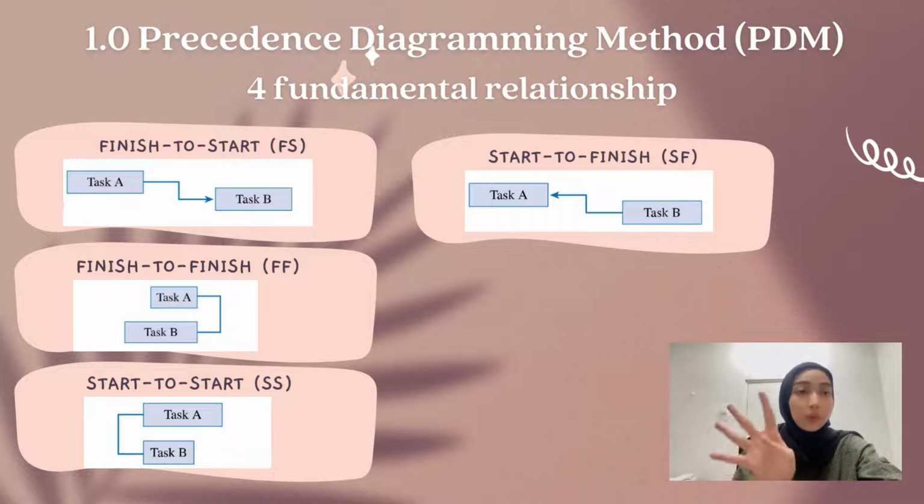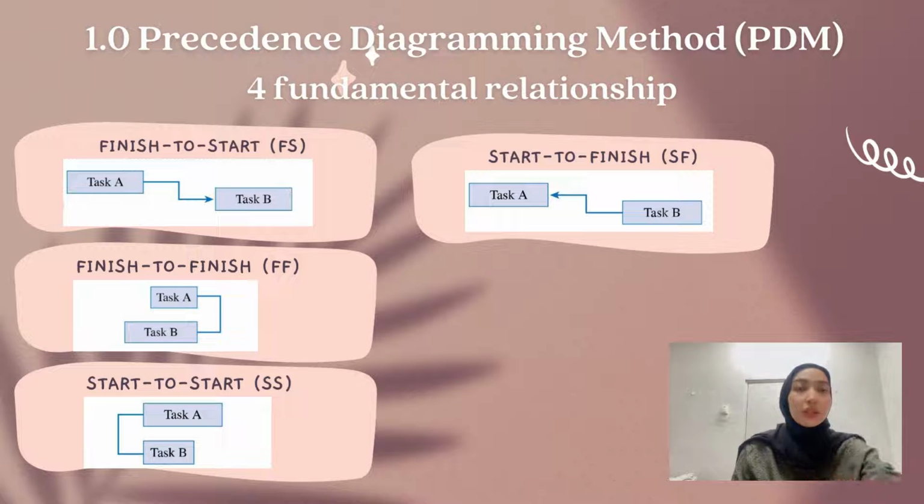It has 4 fundamental relationships. The first one is finish to start. In this case, task B cannot start until task A has been completed. The second one is start to start. In this case, task B cannot start until task A starts.